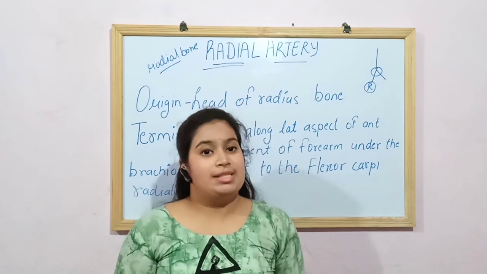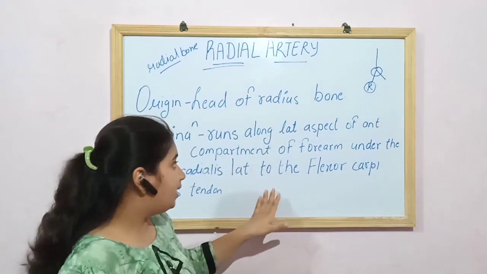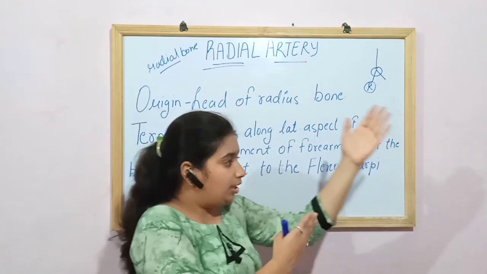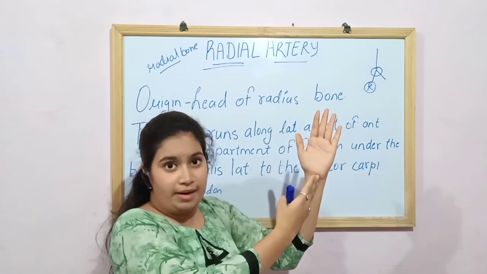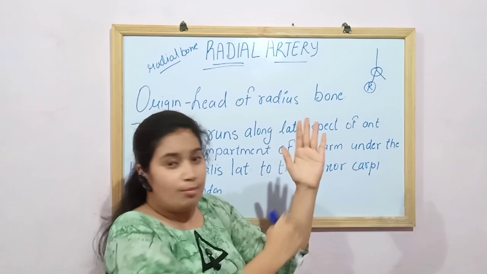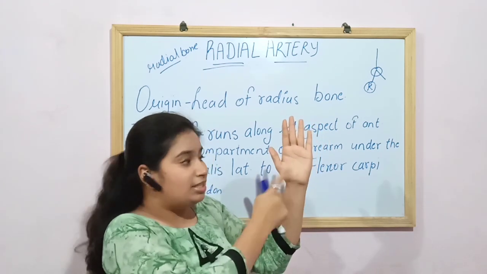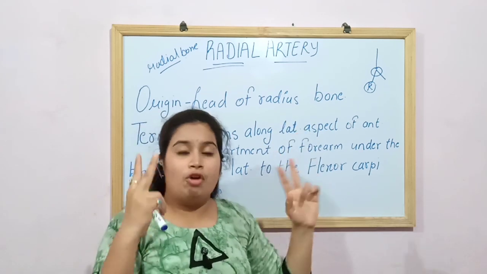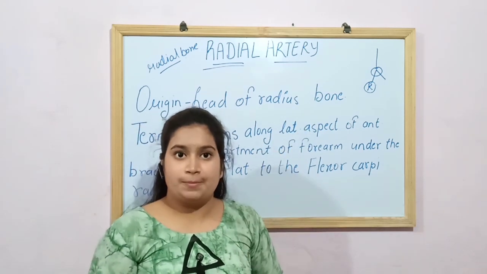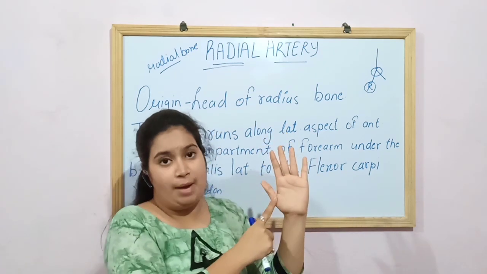And one more advantage is that the radial artery ends at the wrist and the ulnar artery is also coming parallel with the radial artery. Moving forward from the wrist, the radial artery and the ulnar artery anastomose with each other, forming two arches, the superficial arch and the deep palmar arch.